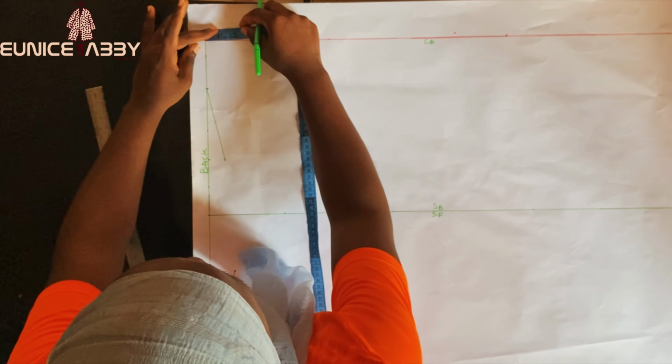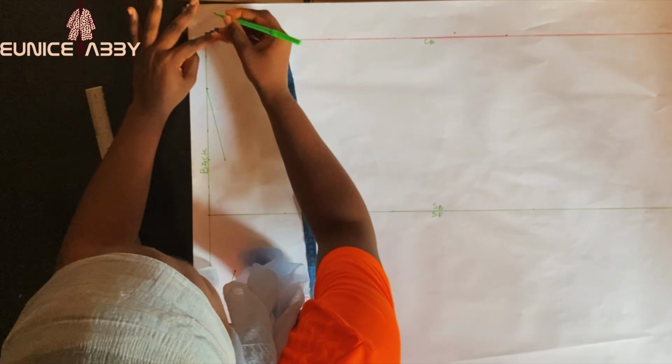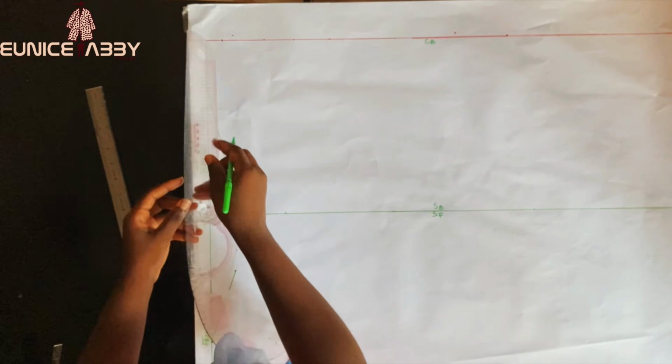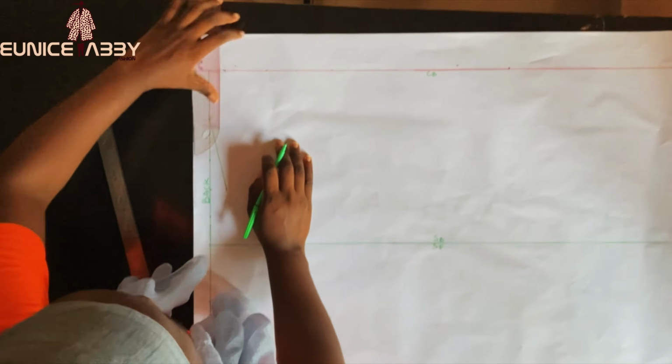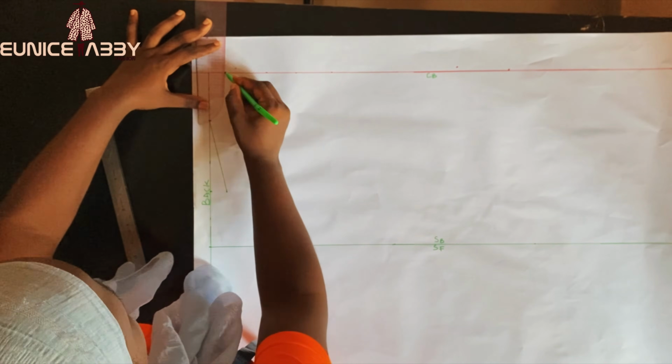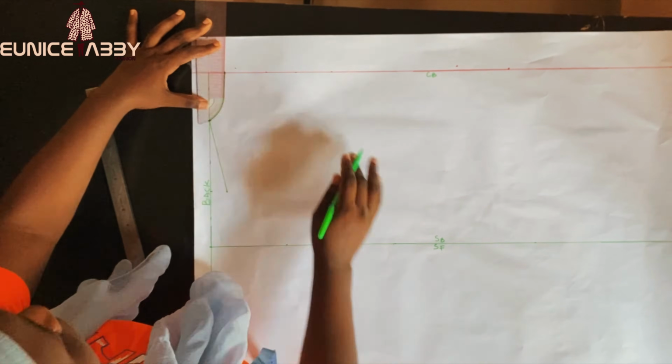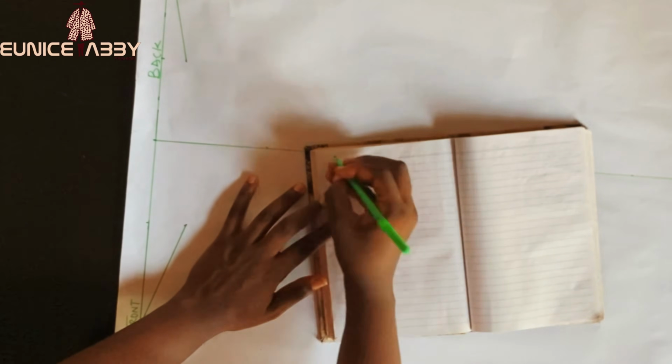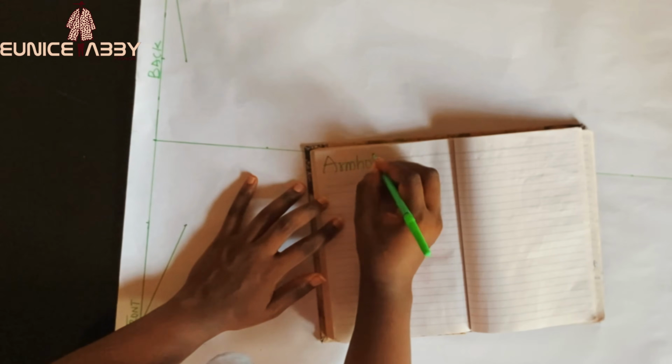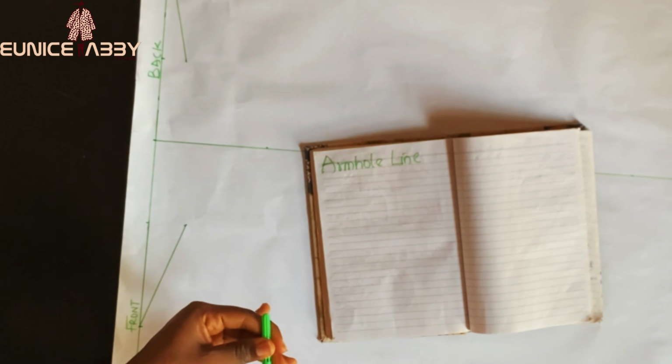For the back neck depth, I am going to be doing 1 inch. You can do 1.5 or 2 depending on your preference. Then I am going to proceed to connect just as shown. The next step is to calculate our armhole line. To do that, you will divide your bust circumference by 6 plus 1.5 inches.